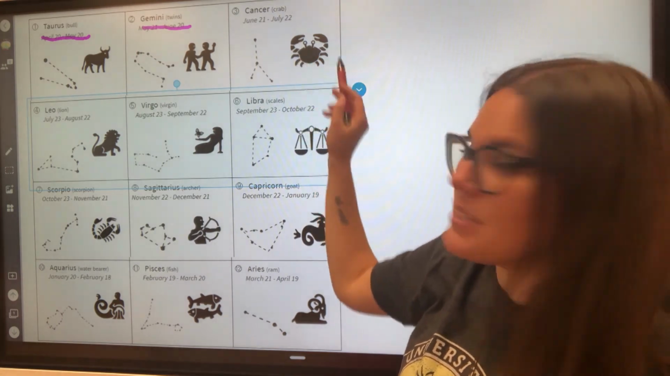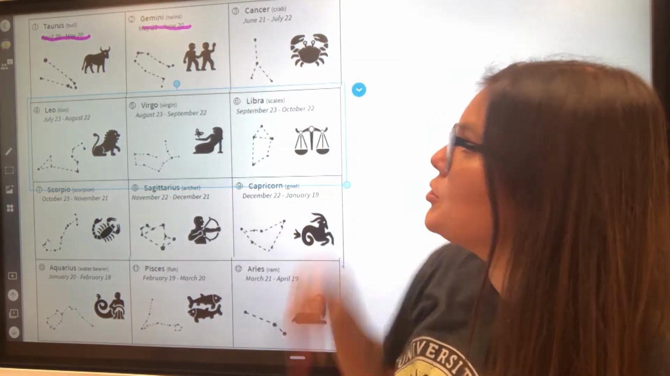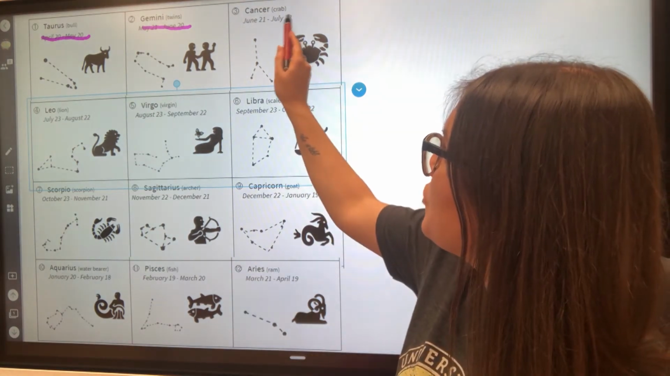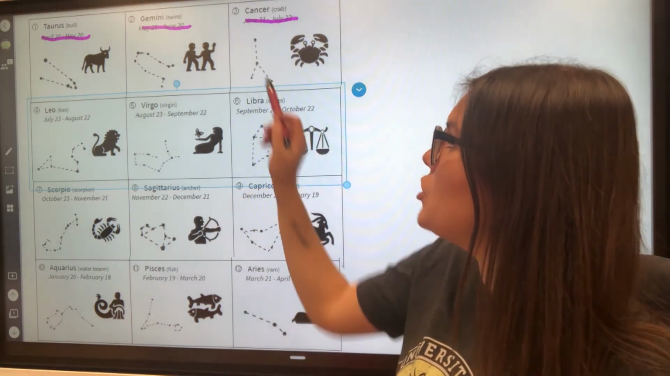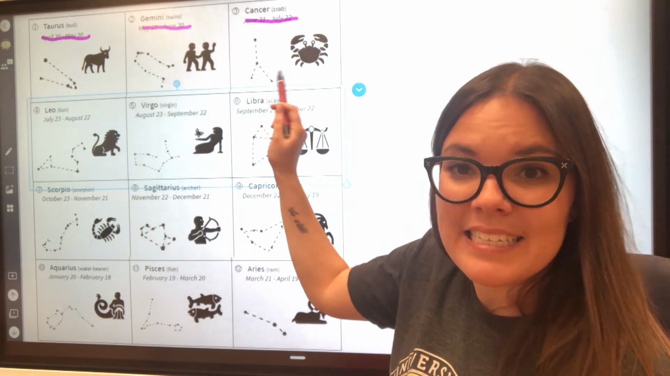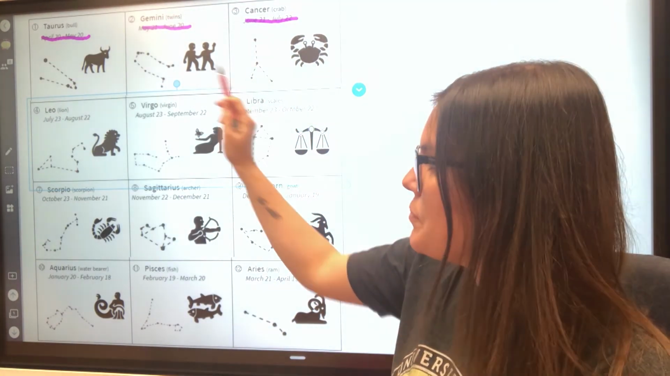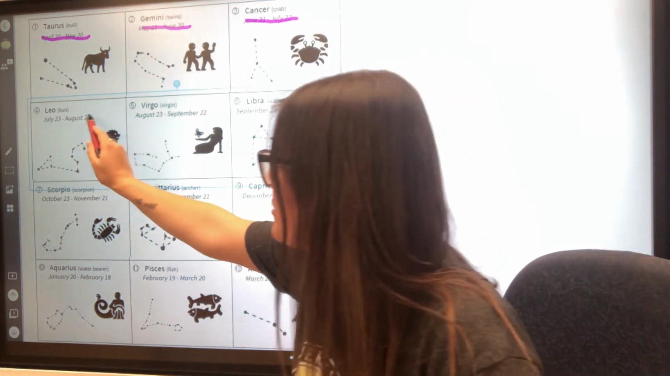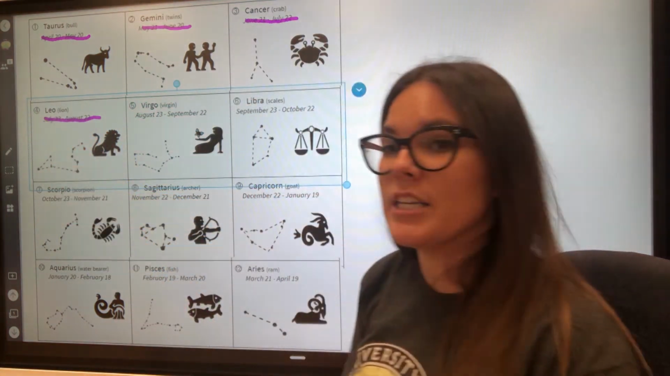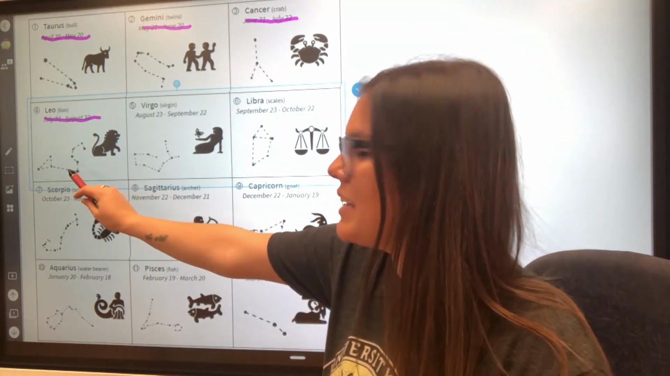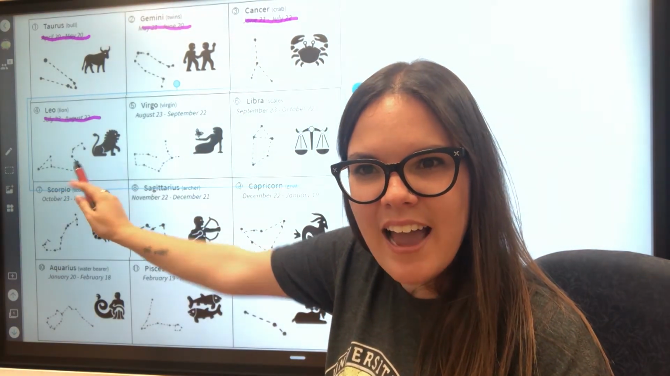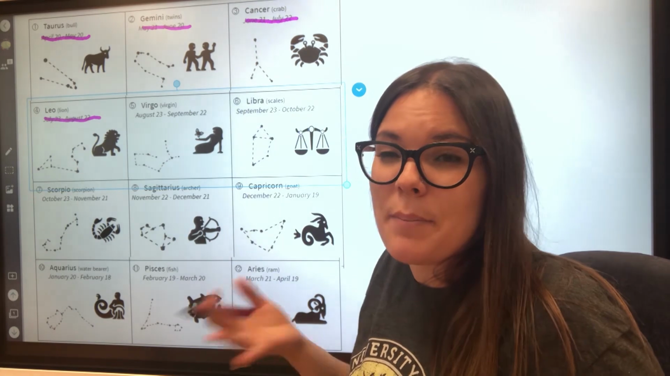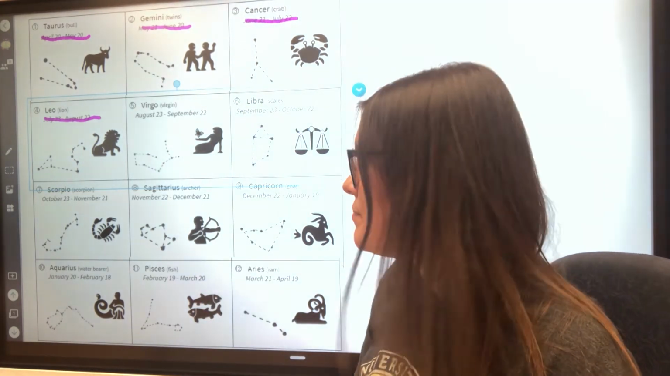Cancer represents kind of like a crab, and it's between June 21st and July 22nd. So if your birthday is between that time, then your special constellation is a Cancer, and that's what it looks like. And then the Leo is like a lion, and that is between July 23rd and August 22nd. And that's what it kind of looks like. It kind of looks like a lion, like sitting down. So some of them maybe look like that shape, but others, not really.